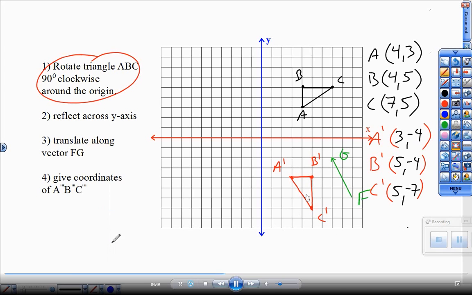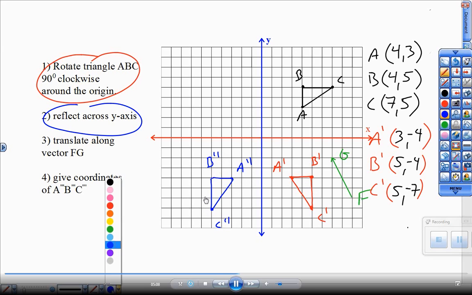Now I need you to reflect it across the y-axis, not the x one. Be careful. Reflect equal distance on either side of that y-axis line. 3 to the left, 3 to the right. 4 left, 4 right. The same distance. Notice that one folds on top of the other.